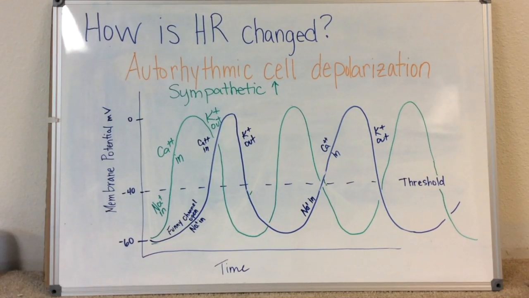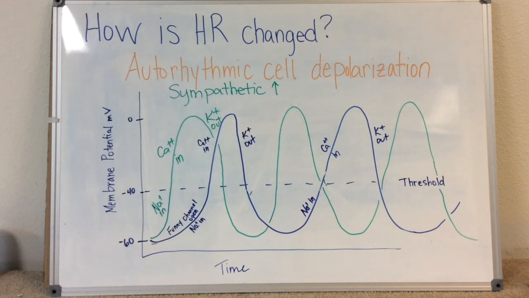Now is the example of an increase in sympathetic stimulation. With increased sympathetic stimulation, the time it takes to reach threshold is decreased, meaning that in the exact same amount of time it took to generate 2 action potentials, which are 2 atrial contractions, we were able to generate 3 atrial contractions through 3 depolarizations.